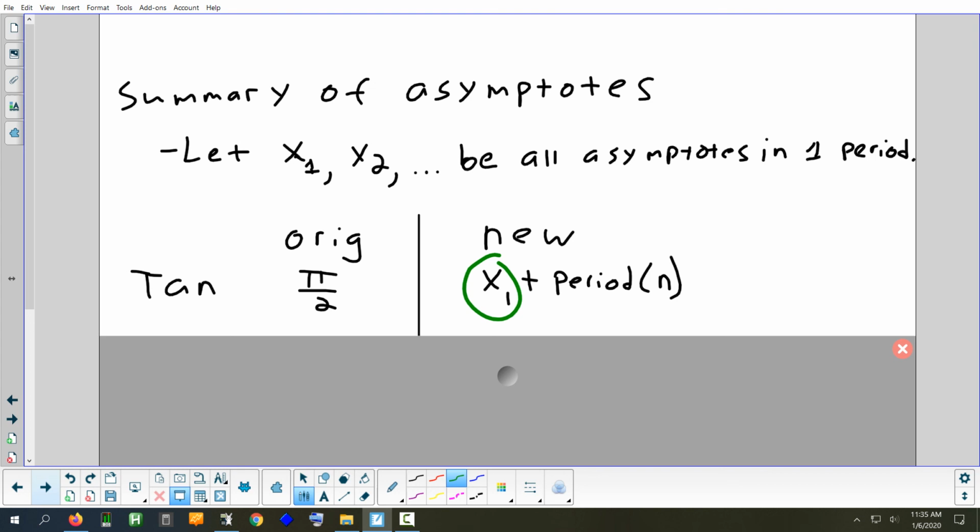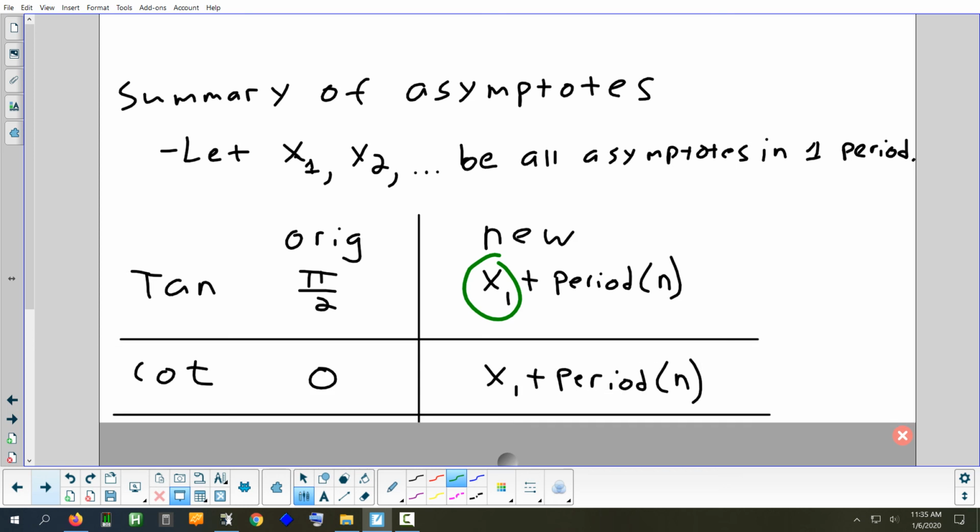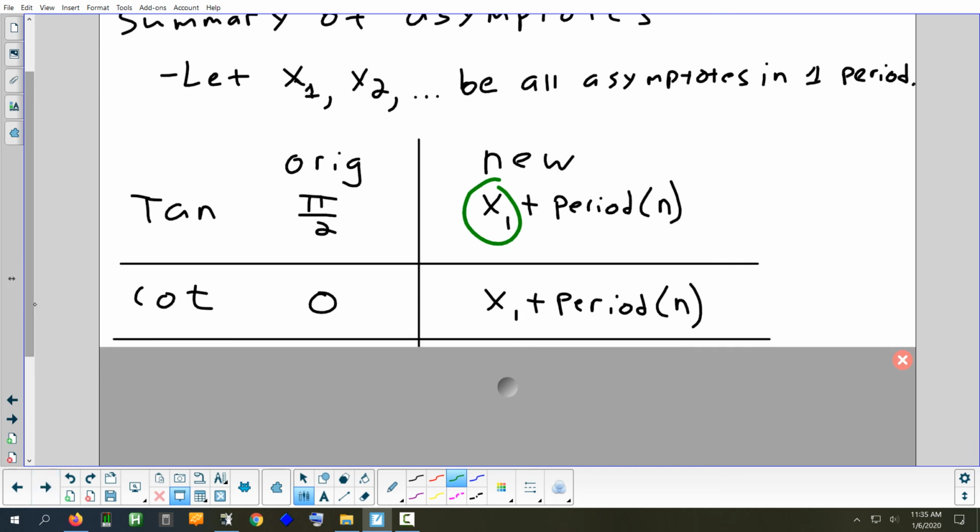So, one asymptote that's in tangent in the original is pi over 2. New asymptotes, basically all this column on the right tells you is that there is one answer I'd be looking for. Cotangent has an asymptote in the original graph at 0. And I'd also be looking for one answer.